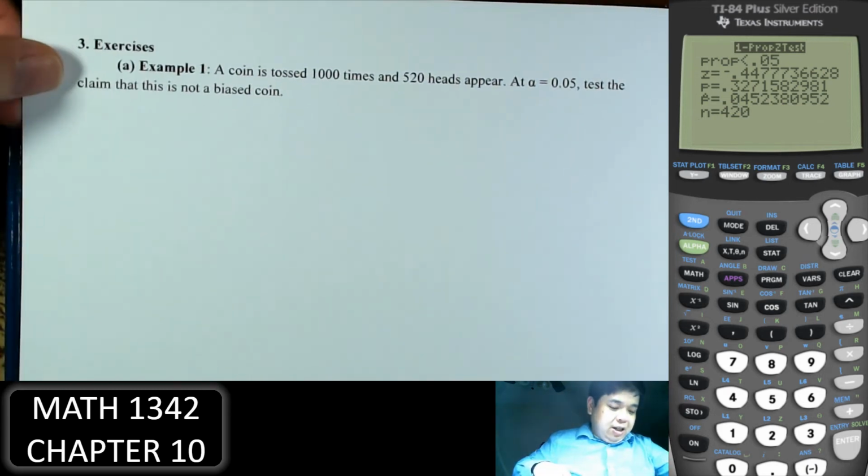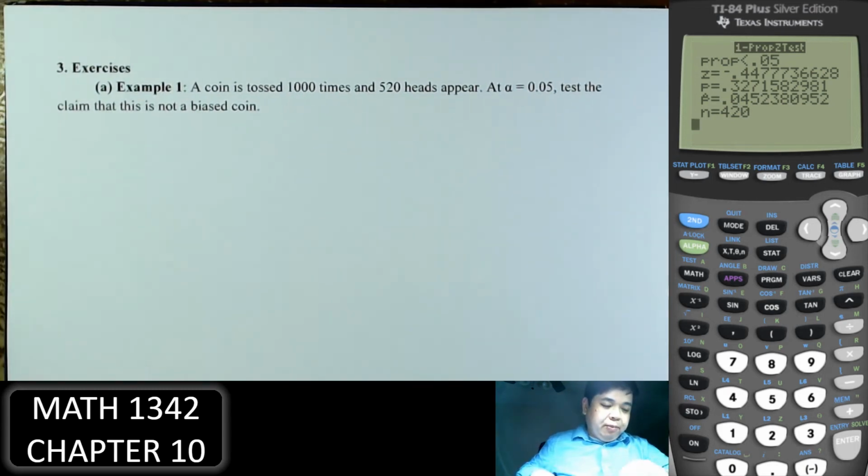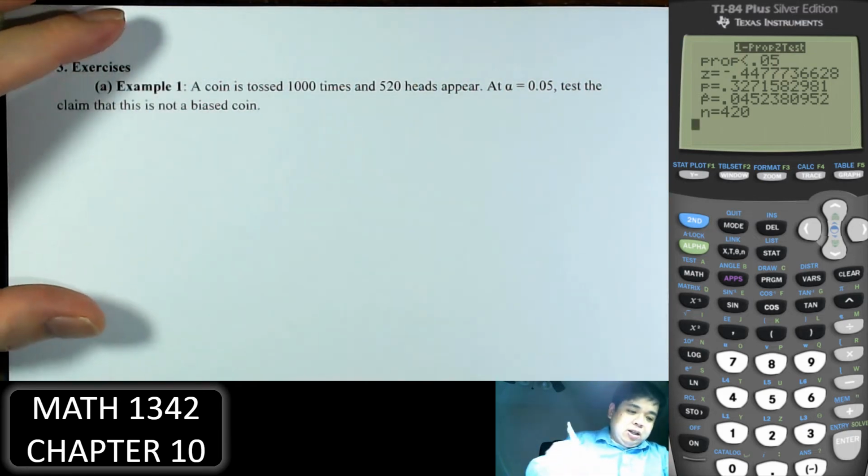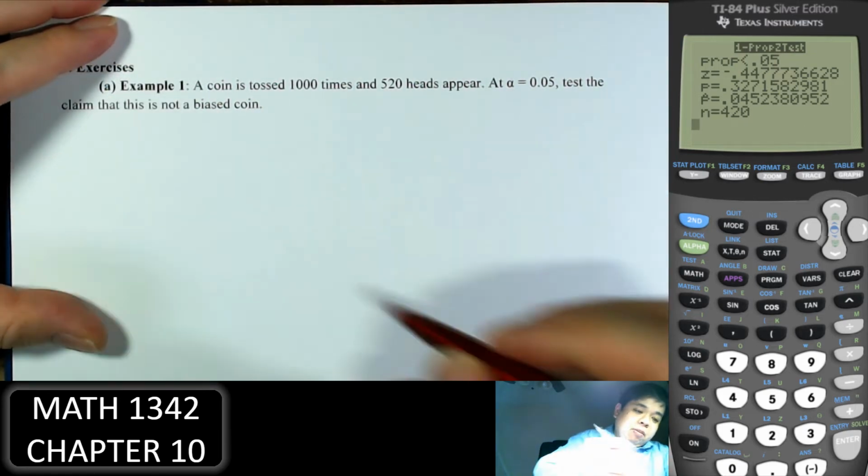Here's a couple more examples. A coin is tossed 1,000 times. 520 heads appear. At 0.05, test the claim that it is not a biased coin. Alright, so first is the hypothesis.